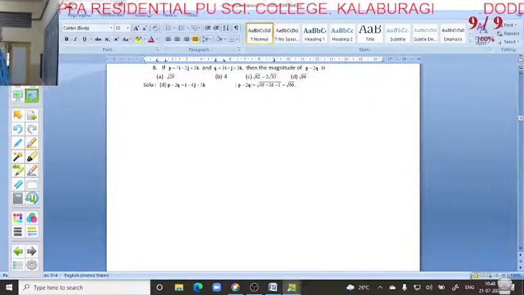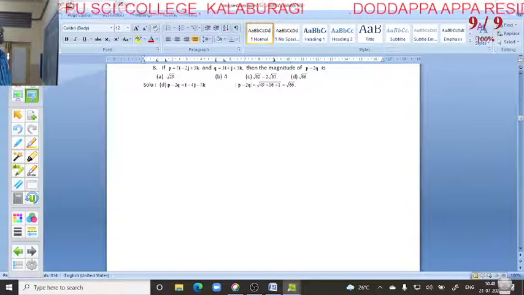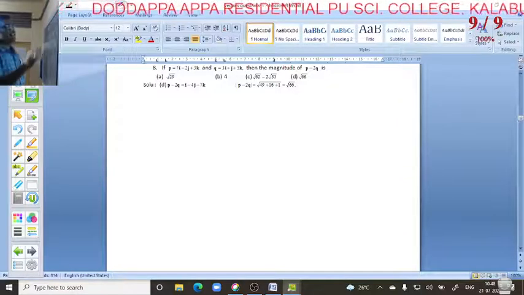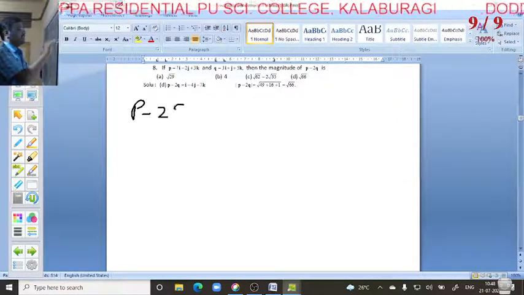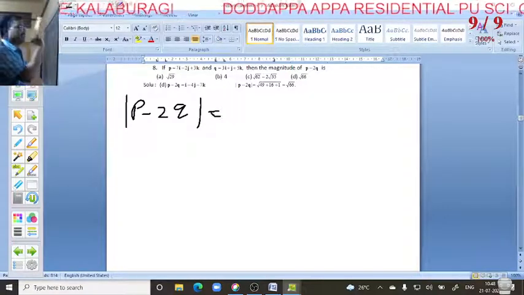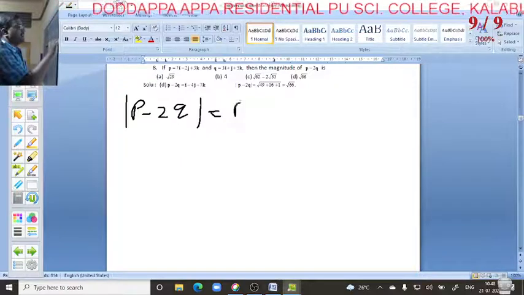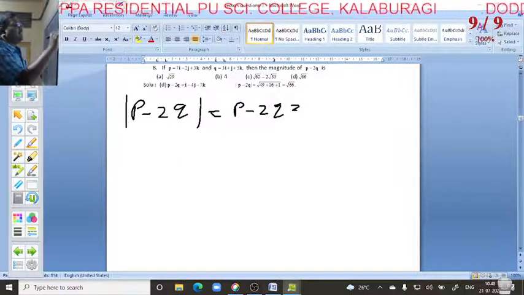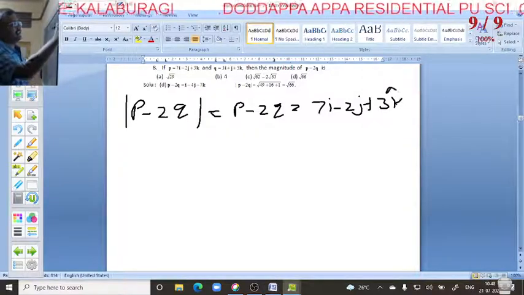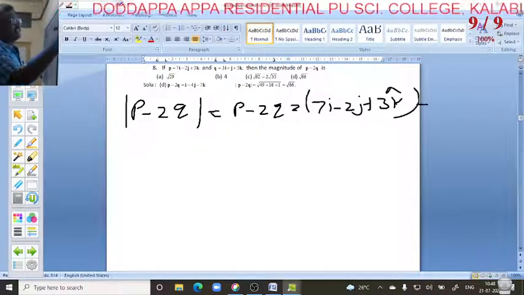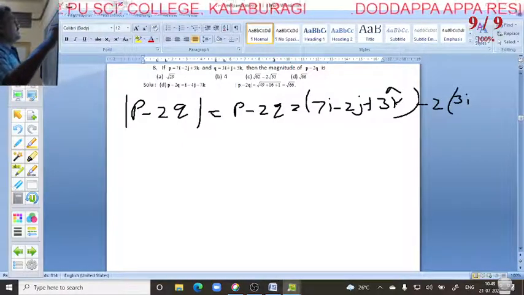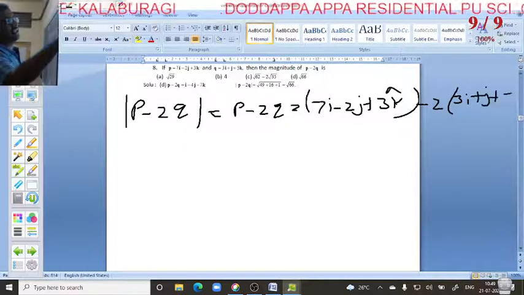8th one, if P equal to 7i minus 2j plus 3k and Q equal to 3i plus j plus 5k, then magnitude of P minus 2Q. You have to find out magnitude of P minus 2Q. So first of all, you have to find out P minus 2Q. What is the P value? 7i minus 2j plus 3k minus 2 into Q value, which is 3i plus j plus 5k.